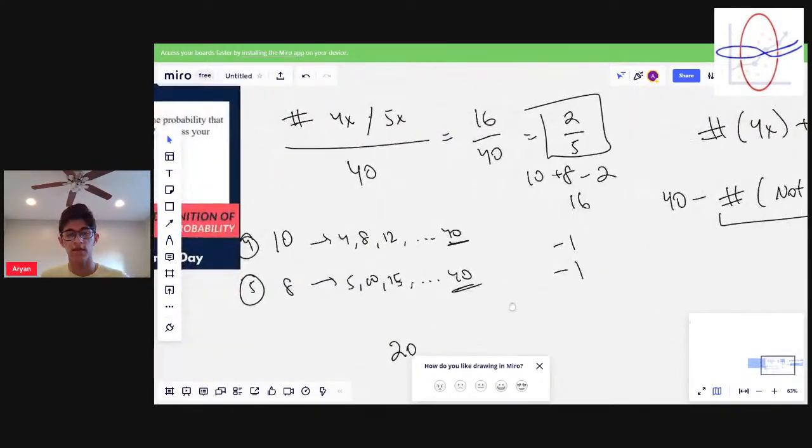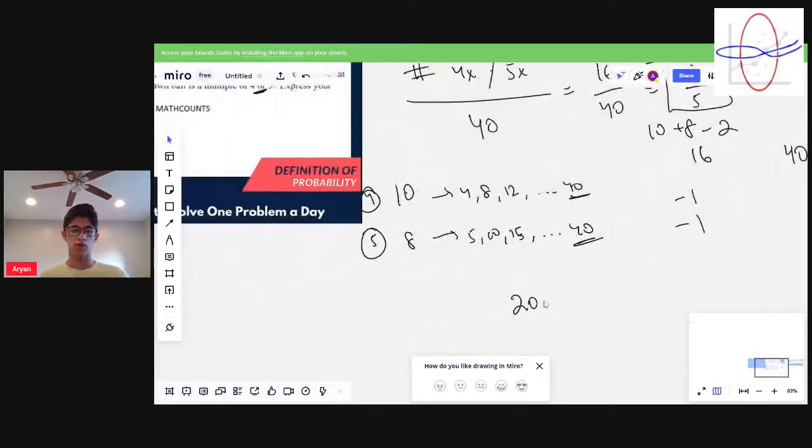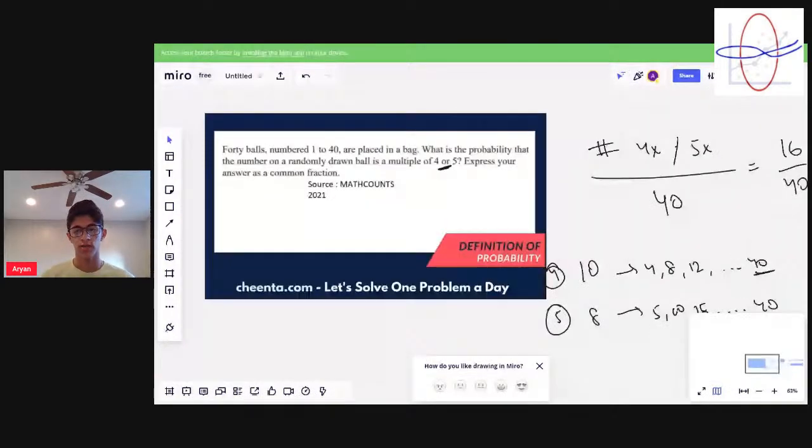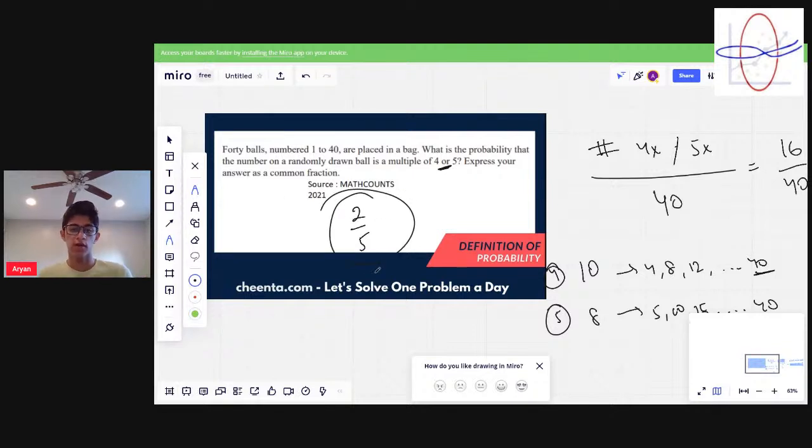In this case, it might not be the greatest approach, but I just wanted to highlight that a lot of times when you see something like or, it can be worthwhile to look at what's called complementary counting. But anyways, ultimately you'd end up with an answer of 2/5. Let's read the question again: what's the probability that the number is a multiple of 4 or 5? Express your answer as a common fraction. We have a common fraction here, so that would be the answer for this question.